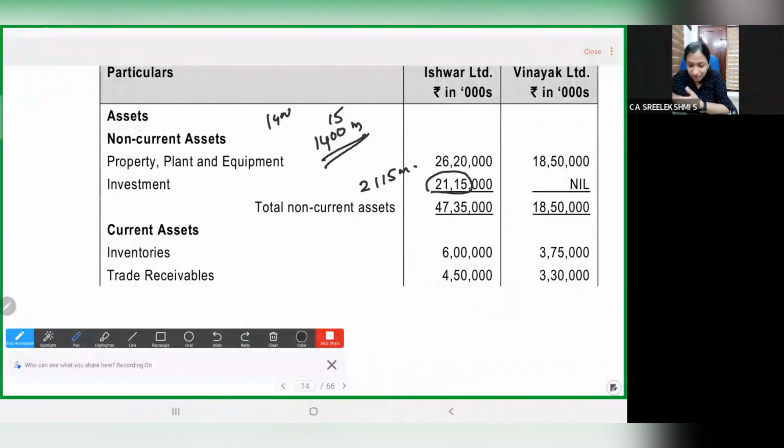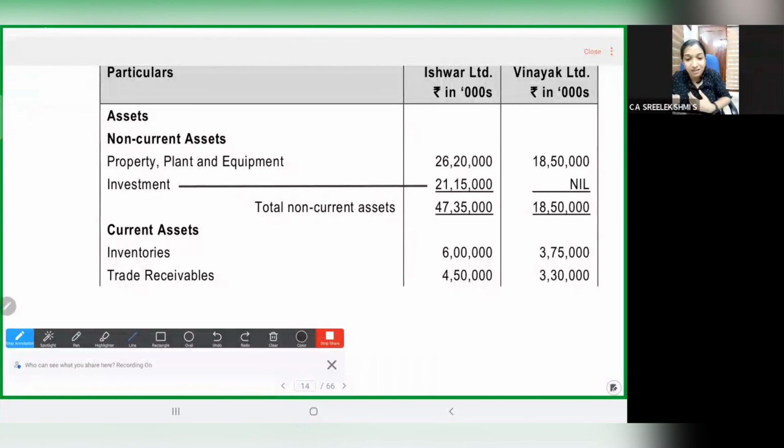This could be other investment. Have they specified that this is investment in Vinayak? No, it's not mentioned as investment in Vinayak. So investment includes other investments also. You can cancel only the investments to the extent of 1,415 separately. That correction, rectification of 15 million should be done separately.